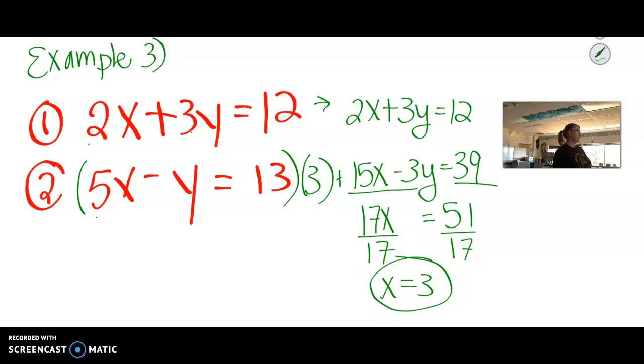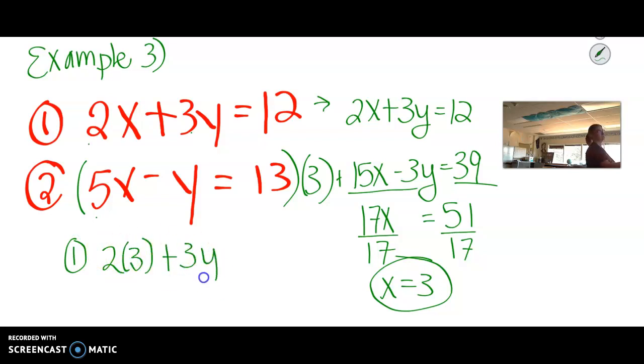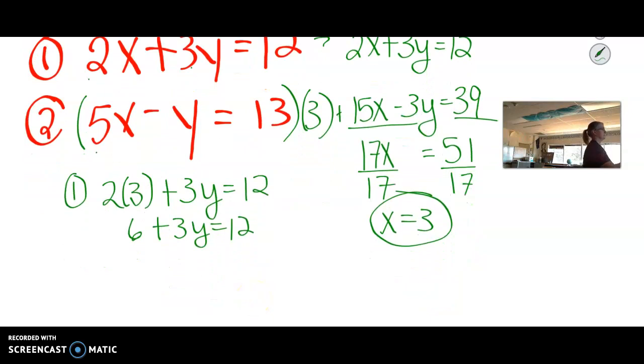Put that back in for x. I'll pick equation 1. You guys do it on your own and check the answer. I get 6 plus 3y equals 12. Subtract the 6. And we get 3y equals 6. Divide by 3. y is 2.